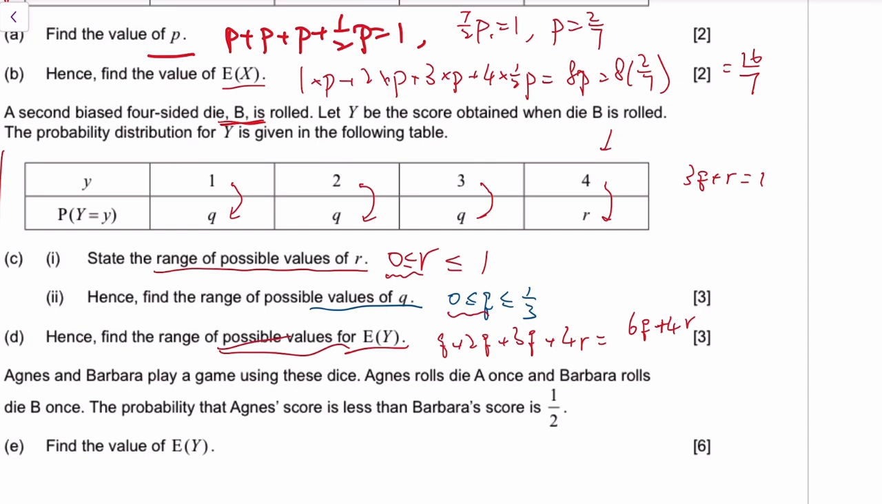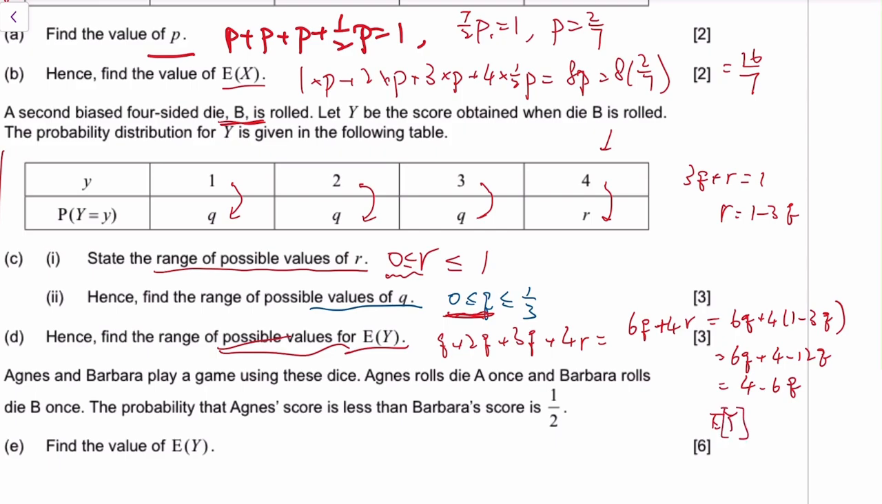Alright, so the best way of knowing the range would be to make one of the unknowns go away. So we know 3Q plus R is 1, so R is 1 minus 3Q. So we substitute into here, 6Q plus 4 times 1 minus 3Q, 4 minus 12Q, so it's 4 minus 6Q.